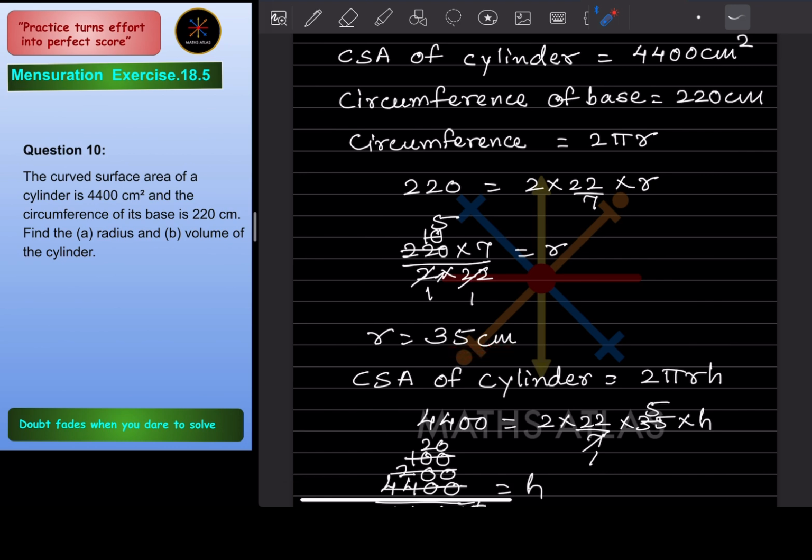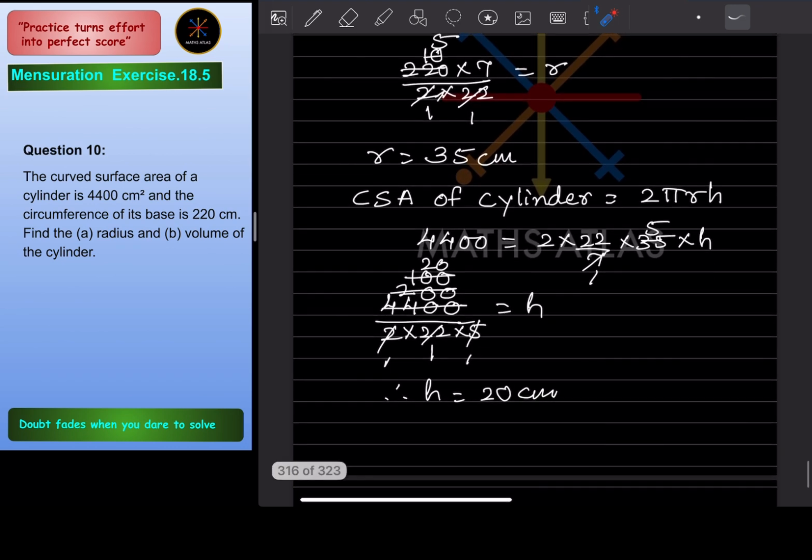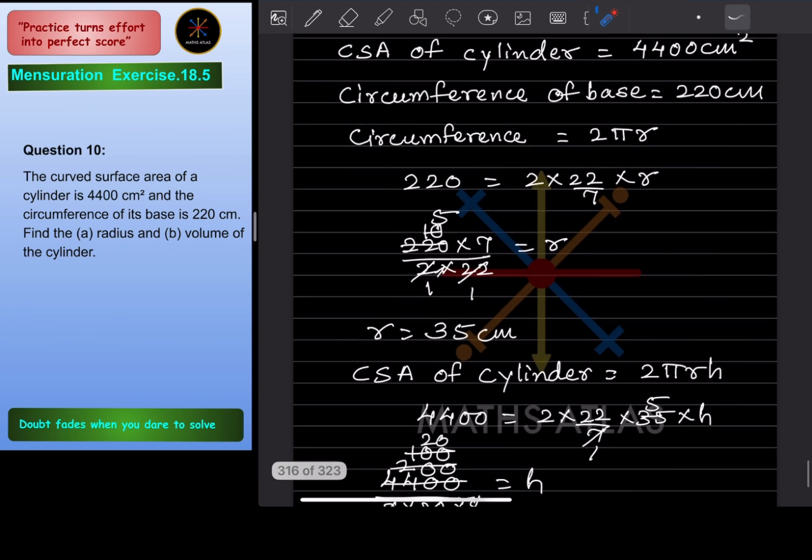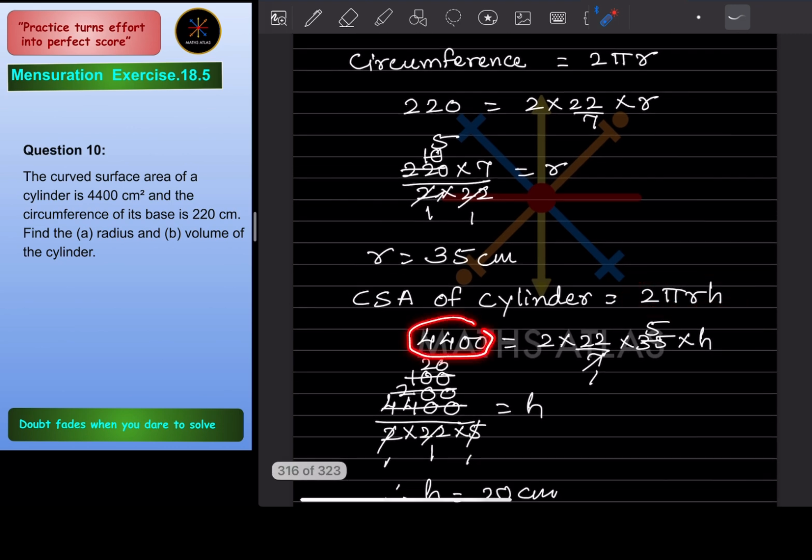So now let us go for the volume. Again, the formula for the volume of the cylinder is pi r square h. But since we don't know the height, we cannot find the volume directly. First, the given thing is the CSA of the cylinder, and the formula is 2 pi r h. The CSA is given as 4400. So this is 2 into 22 by 7, and we got the radius as 35, into h. Here this will be 5 times.